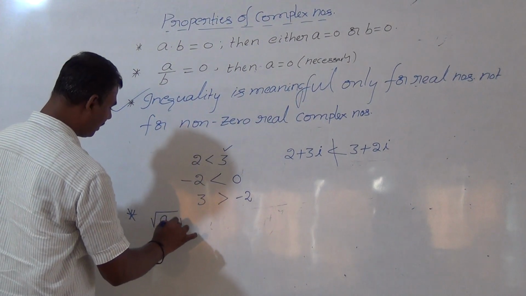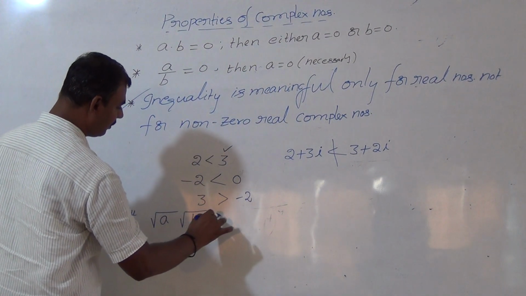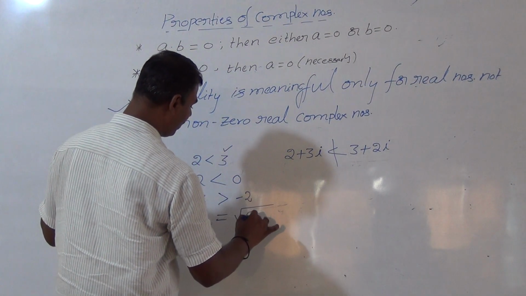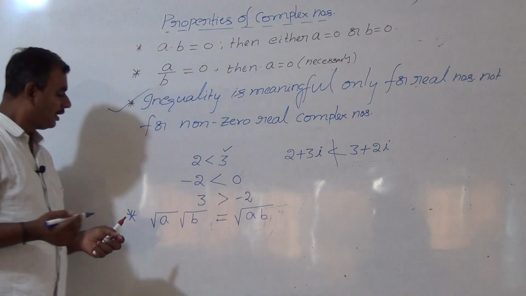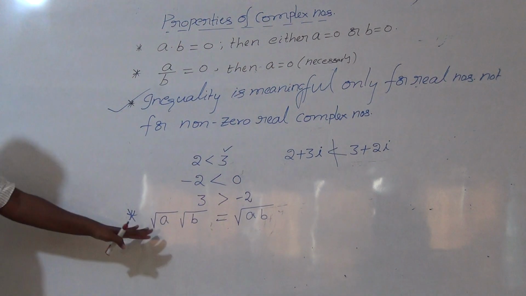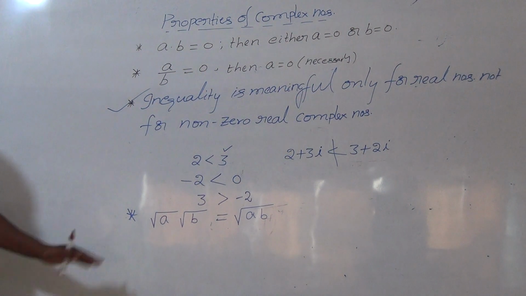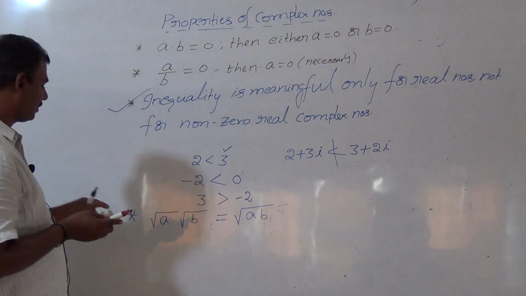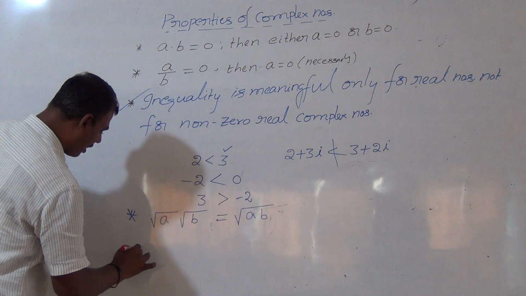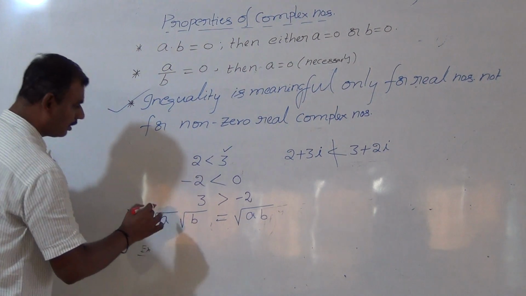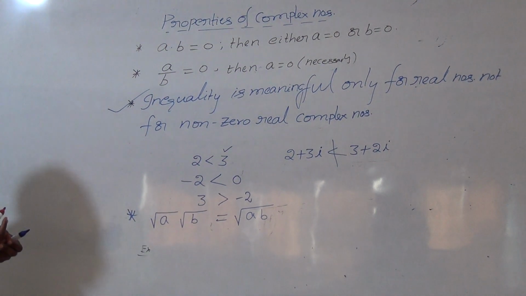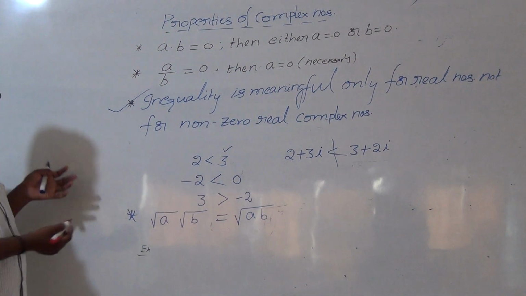Square root of a into square root of b equals square root of ab. All of us know this one. In this situation, is it true in all cases? Let us see. I will explain some more examples. Is it applicable for all complex numbers or not? Let us check.